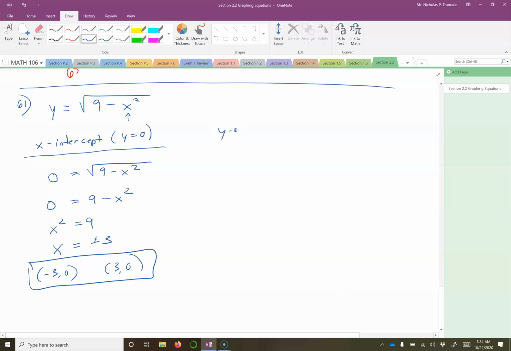Now, for y-intercept, you don't plug in y is 0. You're going to substitute 0 for x and then solve for y. So let's see what we get. So we have y equals the square root of 9 minus 0 squared. So that's just y equals the square root of 9. So that's y equals 3. So it only has one y-intercept, and it's at 0, 3.